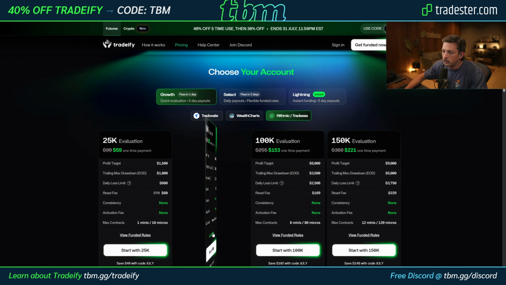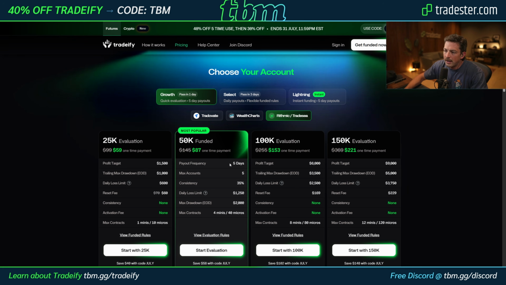So on the funded rules here, on the growth, you can see the payout frequency is 5 days. You can have 5 accounts total. I mentioned that earlier, so this is super important. 5 accounts is the max.